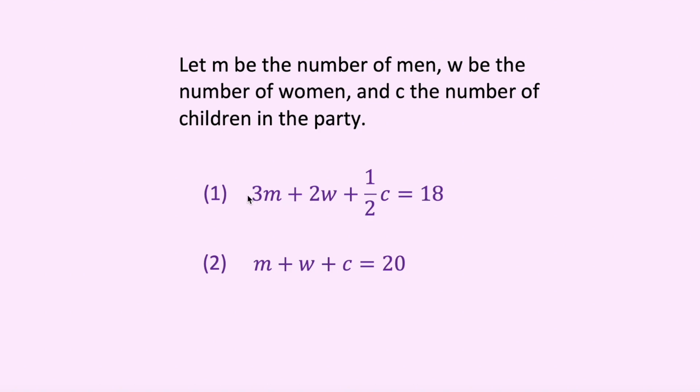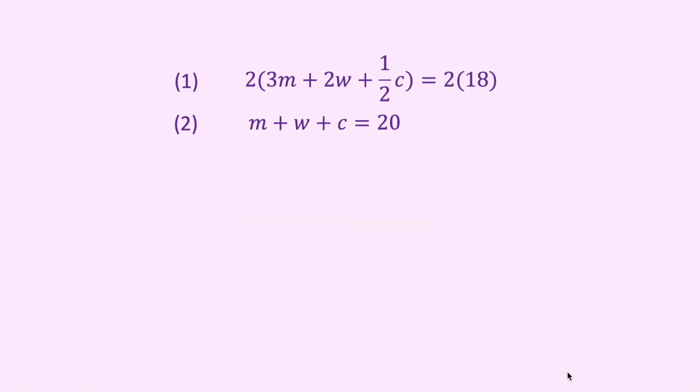As far as the cost of the meals, each man pays 3 thaler, so we multiply 3 times M. Each woman pays 2, so we multiply 2 times W. And the children pay a half, so we multiply C times a half, and that should add to 18. We're going to use a process called elimination to get rid of the C variable, and that'll allow us to solve the riddle more easily. We have our two equations here, which I've labeled 1 and 2. To do this elimination, we're going to multiply both sides of the first equation by 2, and then subtract the second from the first.